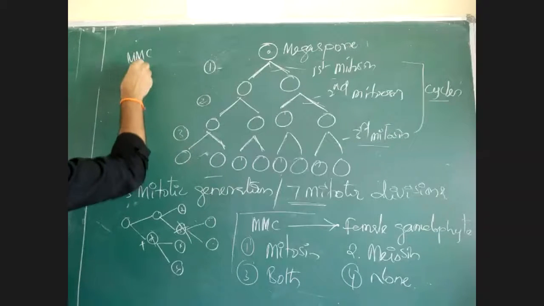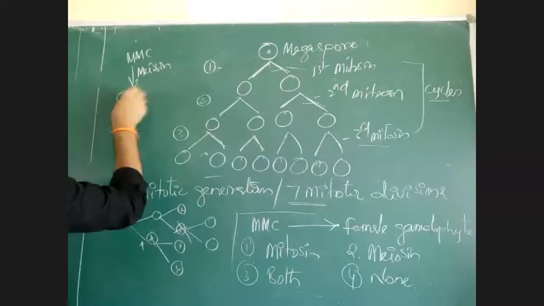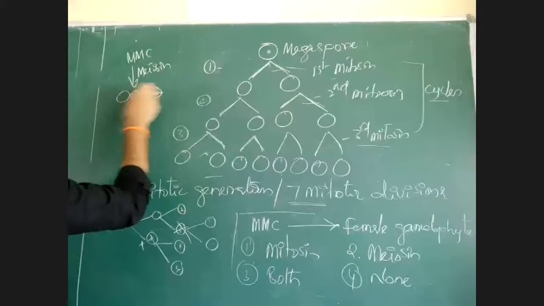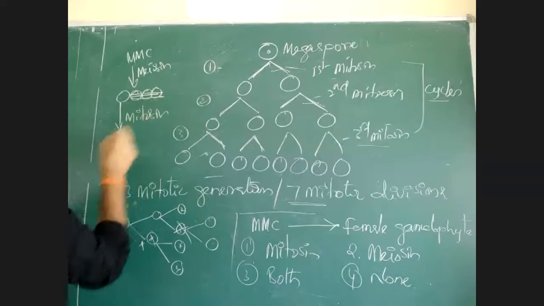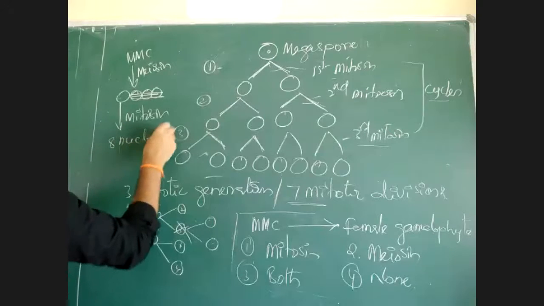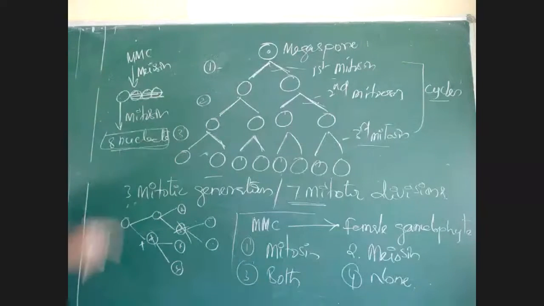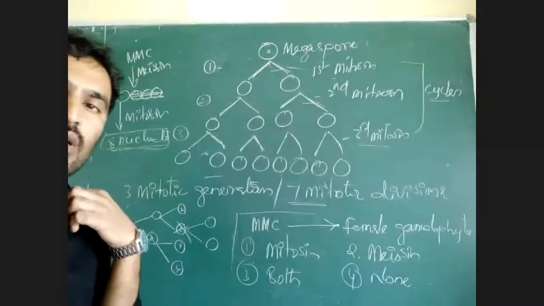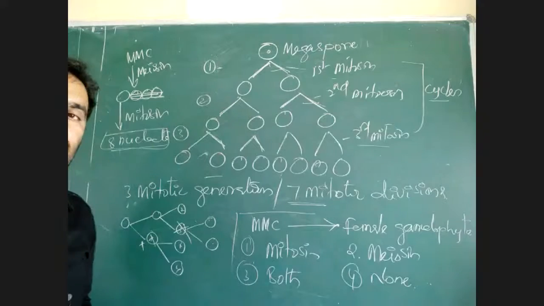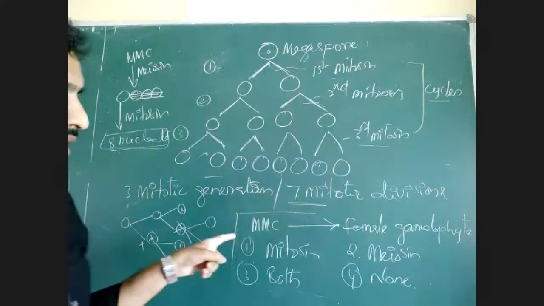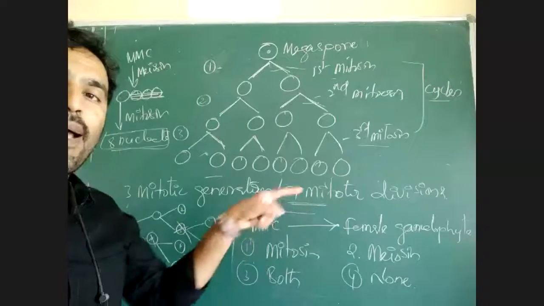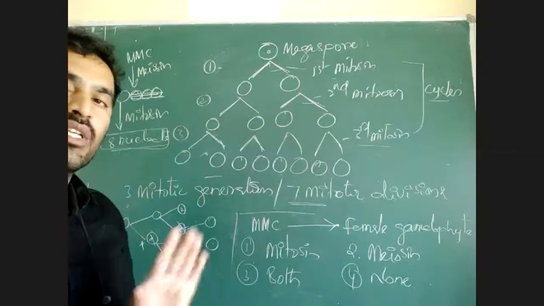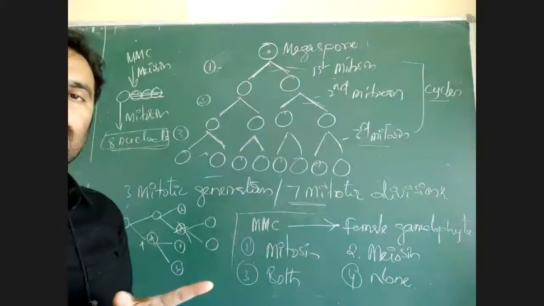MMC first undergoes meiosis and there is formation of 4 haploid megaspores. 3 will be degenerating and 1 functional megaspore undergoes mitosis and there is formation of 8 nucleate condition that is developing into embryo sac. That means both meiosis and mitosis. Here, if a question comes, what is the order of divisions that are taking place during the development of female gametophyte from MMC, meiosis followed by mitosis is the answer. First meiosis, then mitosis. That is the answer.